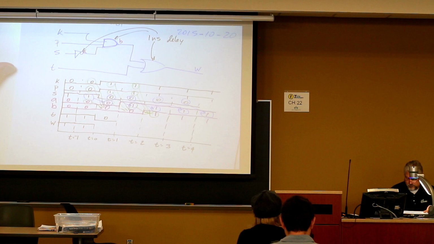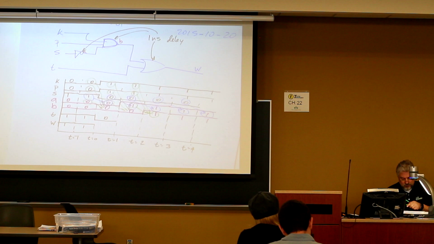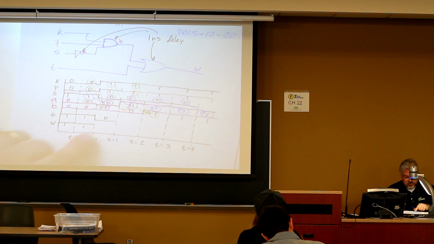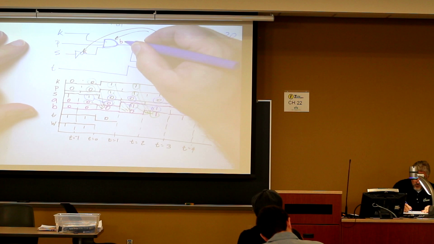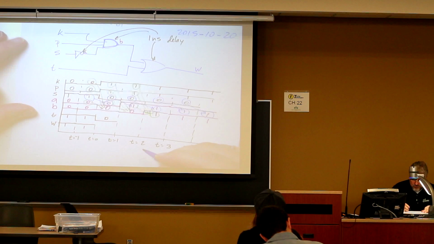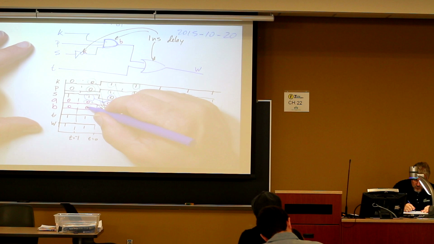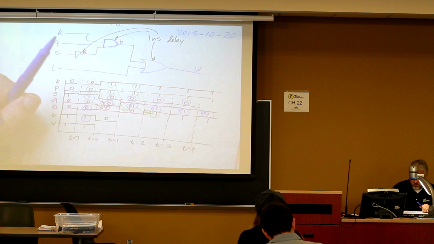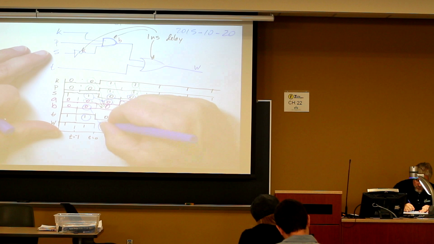So our final bit to look at is going to be W. So W is going to be based on the output from B and T. See the output, and it's going to be an OR, correct? So let's look at this. 0 or 1 is 1. Do you agree? You agree with that? Yes, no?